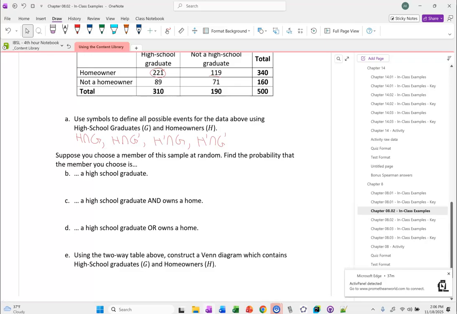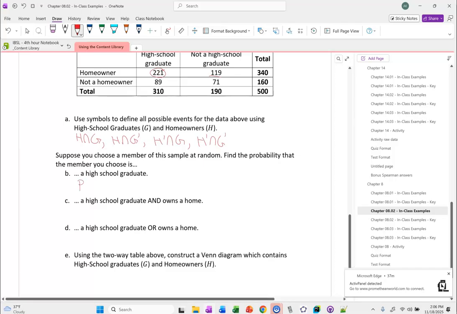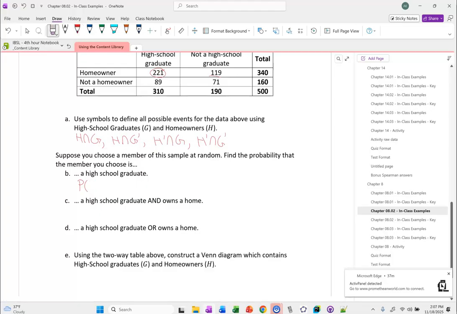Suppose you choose a member of this sample at random. Find the probability the member you chose is a high school graduate. So this is just P of H, right? Well, that's actually right, but P of X equals H. So 310 out of 500 or 31 out of 50, either is fine. Or you could convert it to a decimal, 0.62, or as a percentage, 62%. Any of those are fine, right?